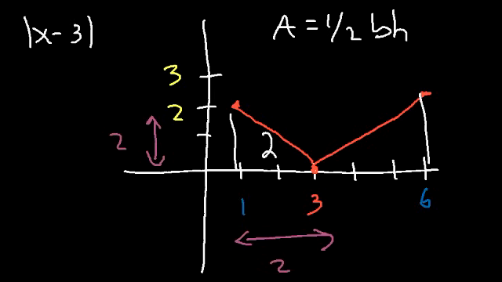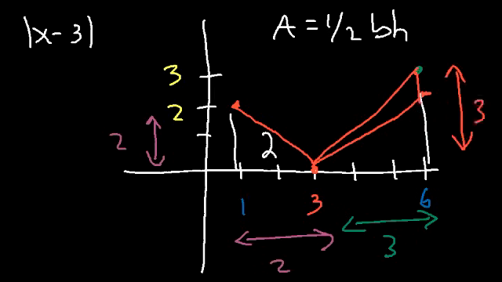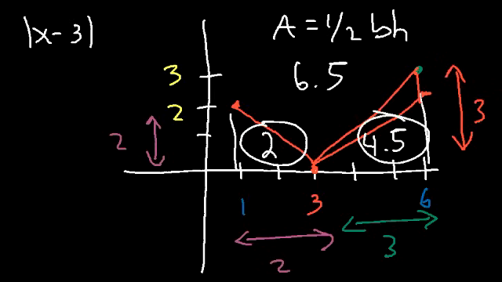Now for the other side, we can see the base is 3 and the height is 2. 3 times, actually the height is not 2, it's 3. This should be over here. I graphed it a little bit too low. If we plug in 6, y is 3. So it's 3 times 3, which is 9, times a half, that's 9 over 2, or 4.5. 2 plus 4.5 is 6.5. So we get the same answer.